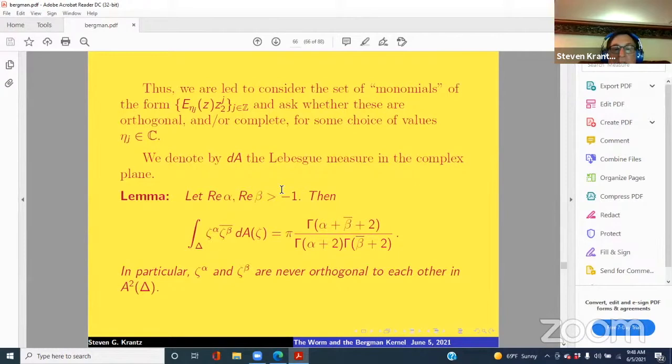So let dA be the Lebesgue measure in the complex plane. Let real alpha and real beta be bigger than -1. Then the integral over the disk of zeta to the alpha, zeta to the beta conjugate is equal to, not a big surprise, pi times an expression with the gamma function. In particular, zeta to the alpha and zeta to the beta are never orthogonal to each other in A2, because this is never zero.